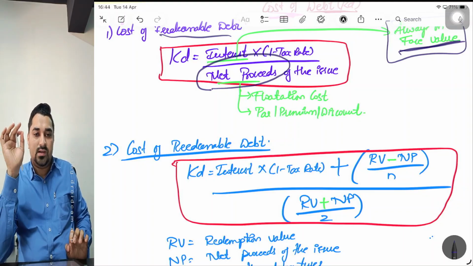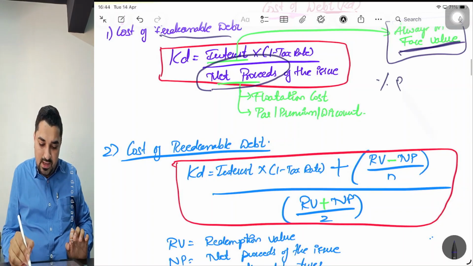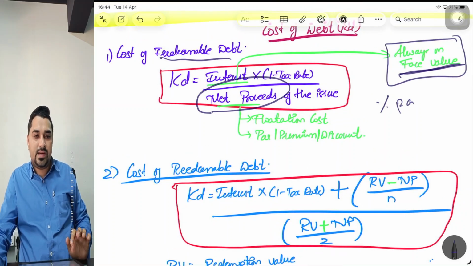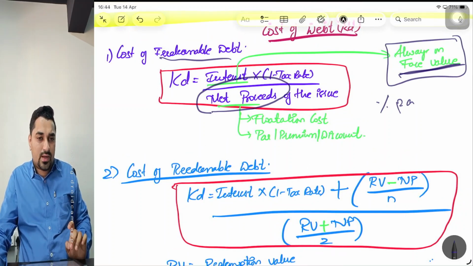Remember, cost of capital is always expressed in what? Percentage per annum. So that is how you calculate cost of irredeemable debt. Again, one last time, how do you calculate? KD equals interest into 1 minus tax rate, the whole divided by net proceeds of the issue.